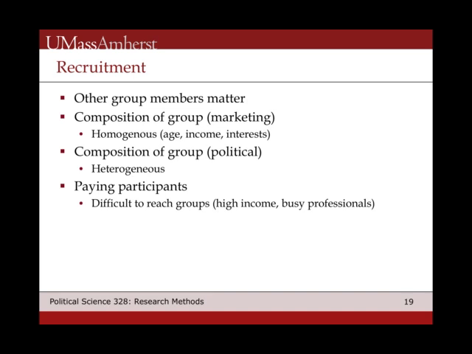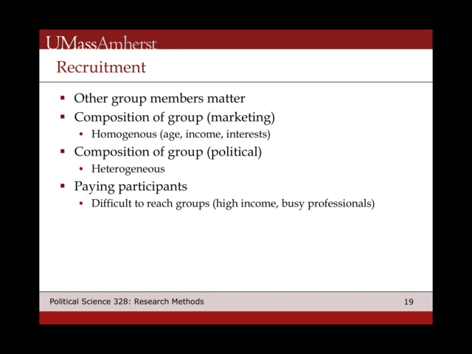So recruitment. Clearly one of the things that we should understand from this last discussion about the issue of strangers is that the other group members actually matter. So you want to think about the composition of your groups, right? Do you want them to be more or less homogeneous or more heterogeneous? Usually in marketing, we tend to see a lot of homogeneous groups, right? So they want to have a bunch of women ages 30 to 40 with at least one child or something, right? So you want to have people who you think are in your target demographics, and you want them all to come together and talk.